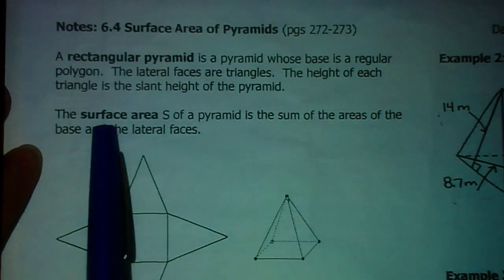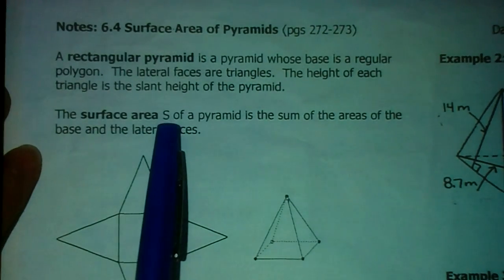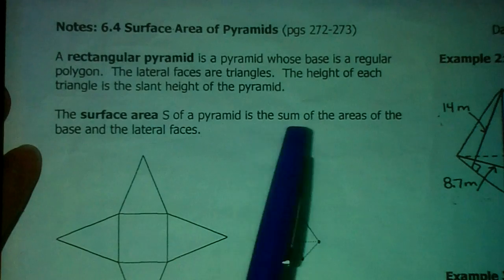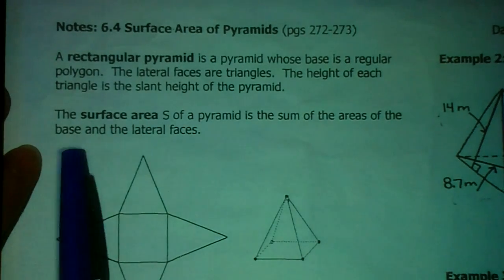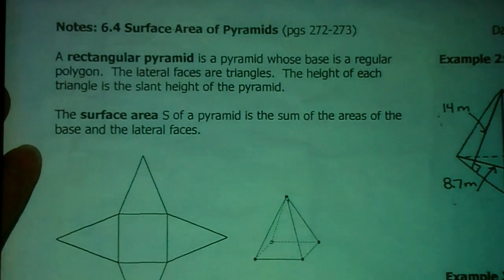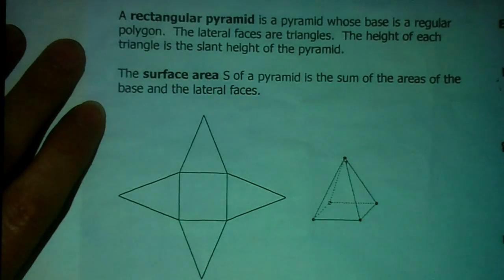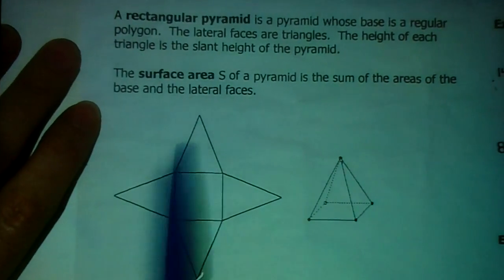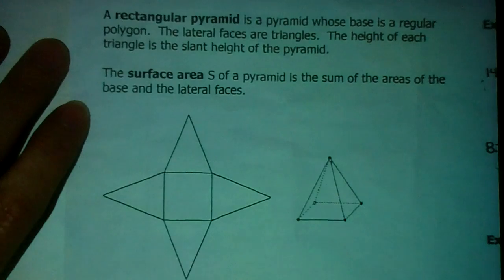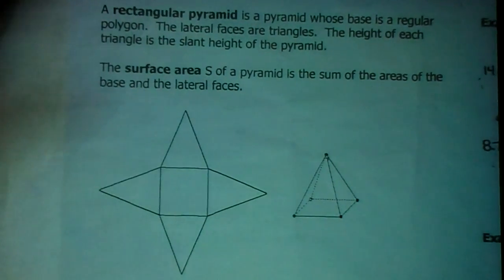So the surface area, often symbolized with a capital S, of a pyramid is the sum of the areas of the base and the lateral faces. So just like what we've already been doing in class, we're going to be drawing some nets today, and we're going to find the area of each of the pieces and then add them all up. That would represent your total surface area. So let's get started with our first example.